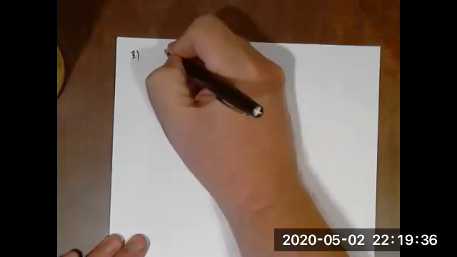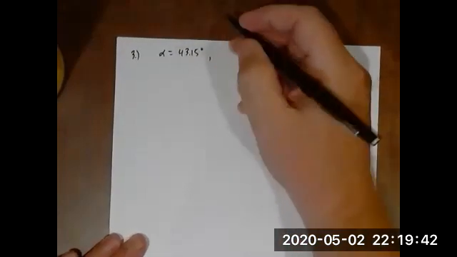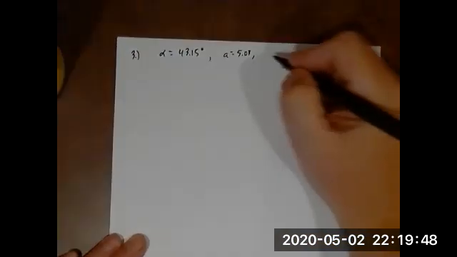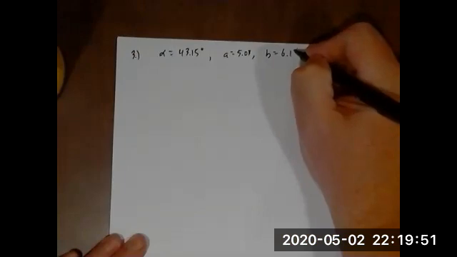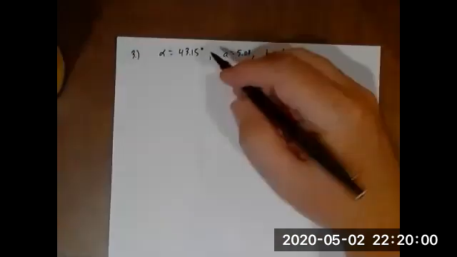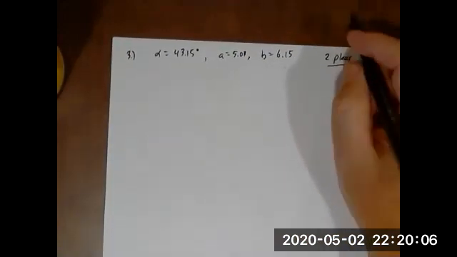All right. Continuing on. Number 3. Another one, solve triangle ABC. Now they give me alpha is 43.15 degrees, a is 5.03, and b is 6.15. Now they say round your answers to 2 decimal places. So both sides and angles have to be to two places.